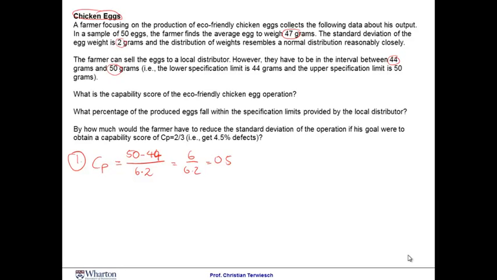All right, so that's the kind of the number 2 here. I'm just going to write CXL, and I'm going to put the Excel spreadsheet up there on the wiki. And then the third question looks at basically by how much does the standard deviation have to be improved to get to a CP score of 2/3.